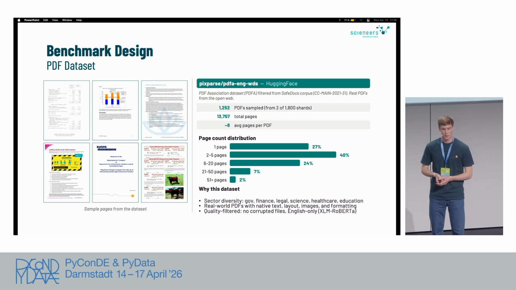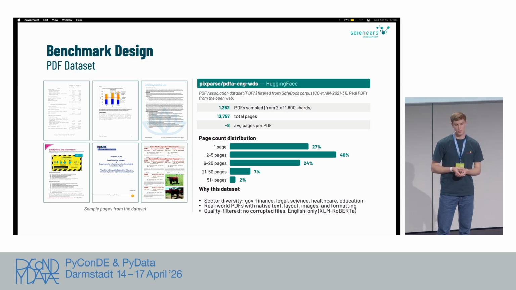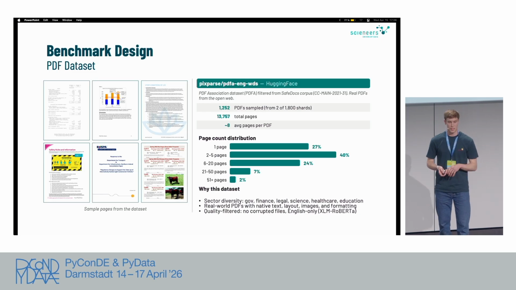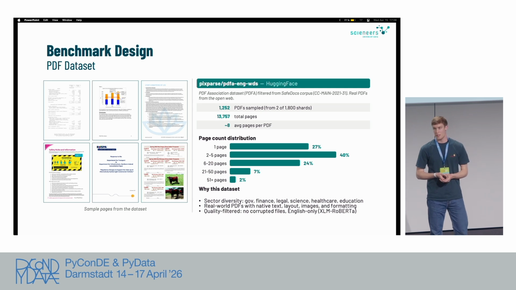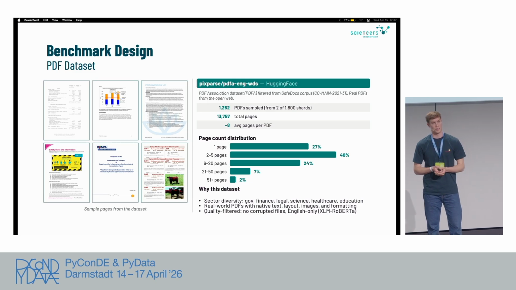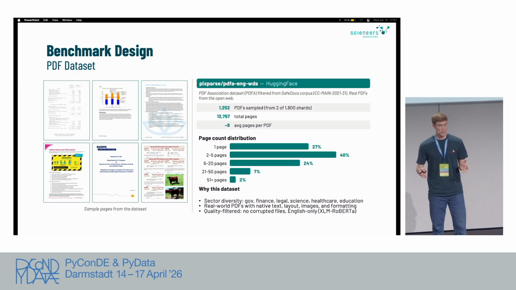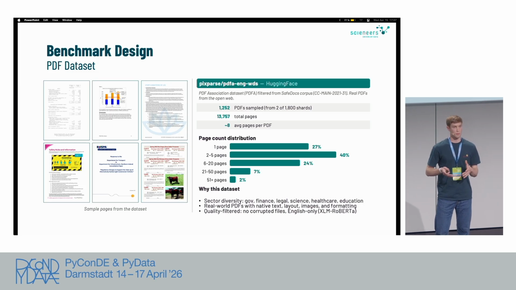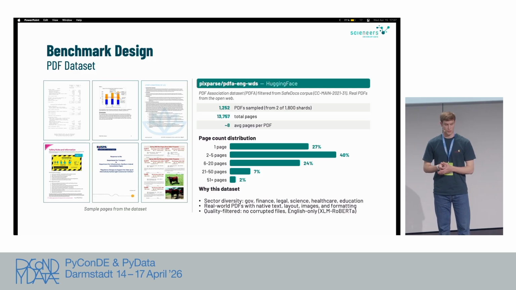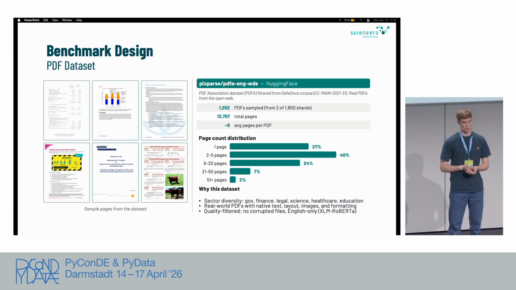I used roughly 1,200 PDFs, and I ended up with roughly 14,000 pages, where the PDFs had 8 pages on average, so most PDFs had between 2 and 20 pages, with some having much more. I chose this data set because it's diverse across many sectors, so there are documents from governance, legal, education, science, and healthcare. These are real-world PDFs presenting all the challenges which you might also encounter in your customer data. And they are quality filtered already, so they are filtered to be only English, and there are no corrupted files, so it was easy for me to set up.